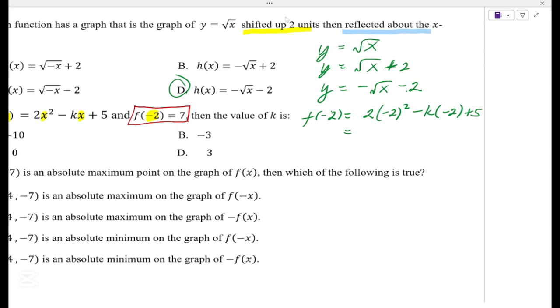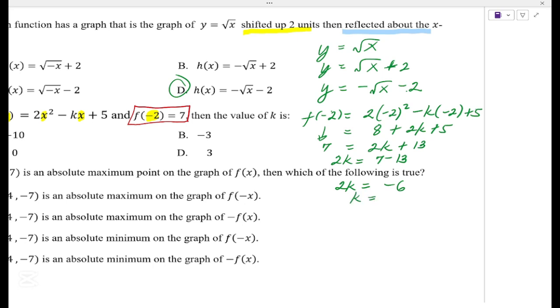Negative 2 squared is 4, times 2 is 8, and then plus 2k plus 5. And then we will have 2k plus 13, which is equal to f of negative 2. And it's given that it's equal to 7, so we can replace this with 7. Now we can find k by combining 7 and 13. So 7 minus 13 will give us 2k, which is equal to negative 6.